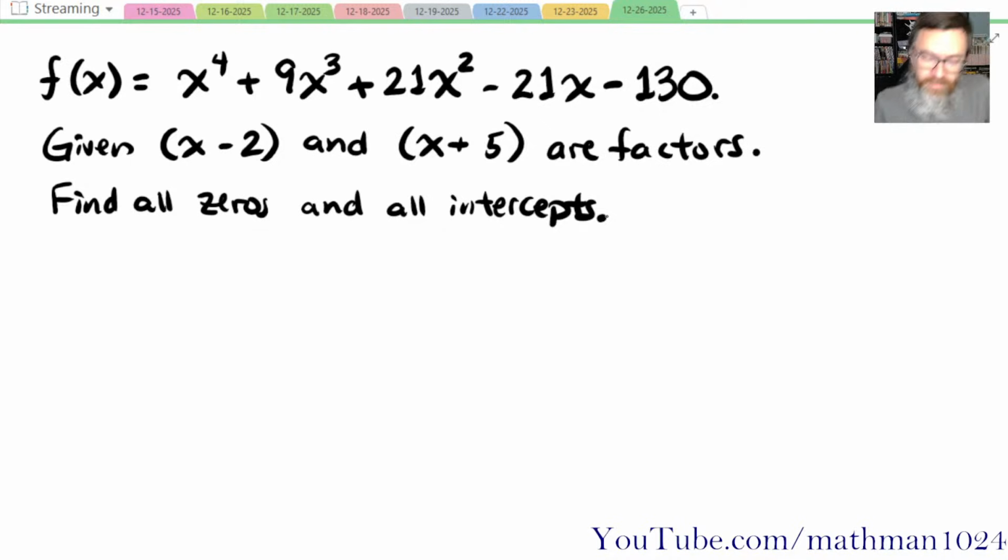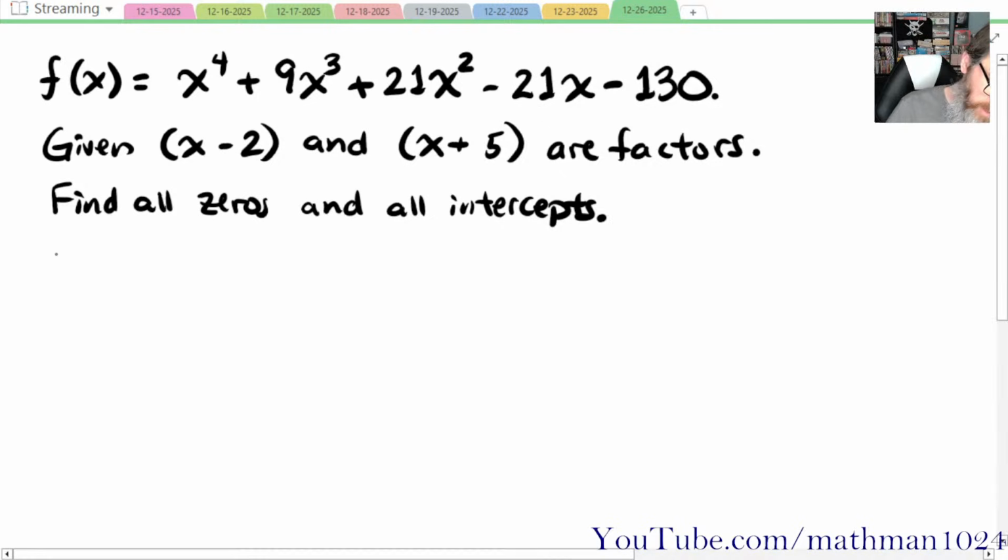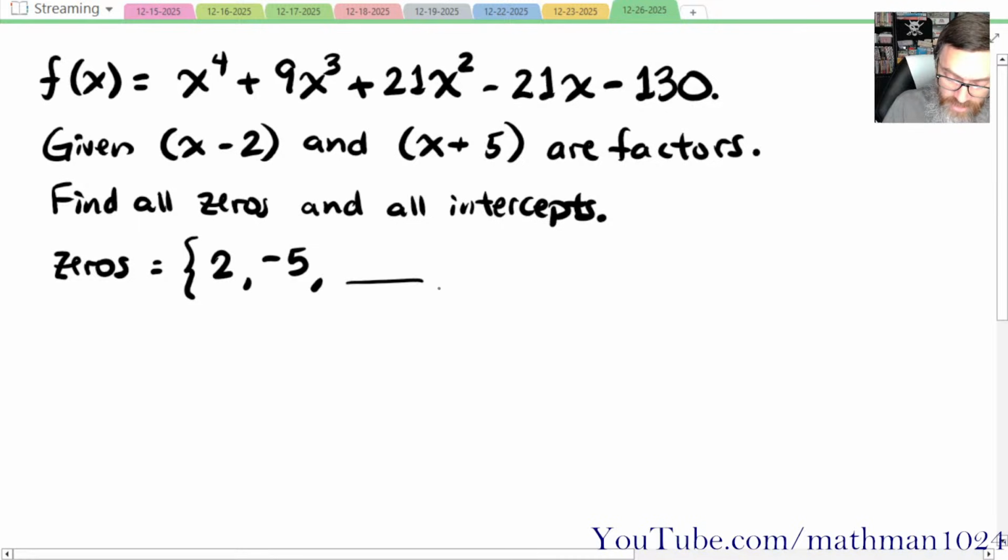All right, so notice here that we have a polynomial of degree 4. So we were expecting to have 4 zeros. So if I were to just kind of start with this, we already know 2 of those zeros because they gave us factors. So x minus 2 means that x equals positive 2 as one factor. And then from x plus 5, we would have negative 5. And then we would have 2 more zeros to find. All right, so that's what we know right now.